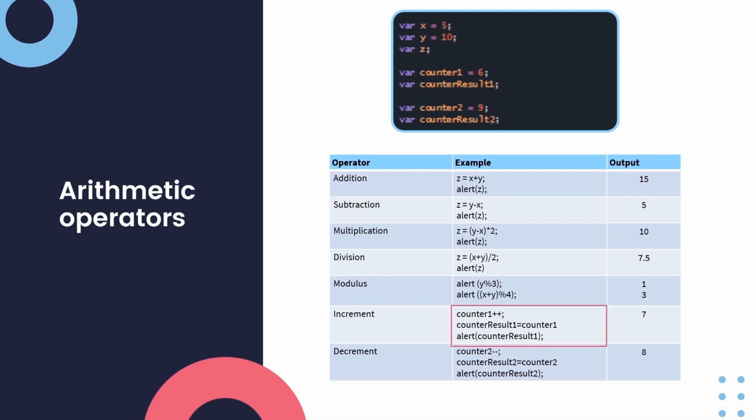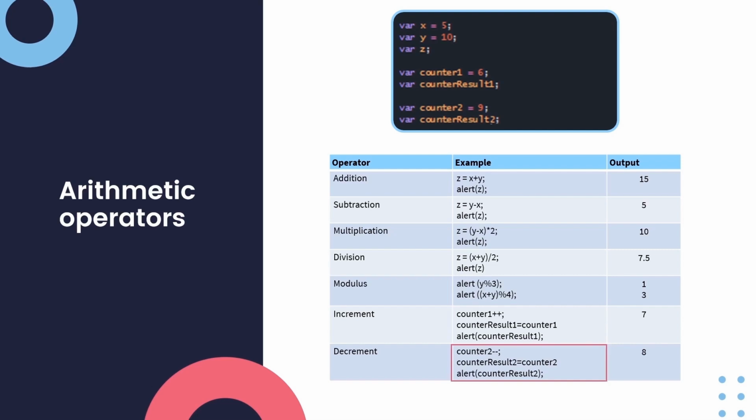Lovely stuff. Now, our last two examples, increment is pretty straightforward. We are essentially saying increment counter 1, right? And then take the counter result, which is undefined, and set that equal to the result of counter 1 after incrementing it, then alert that result, which is 7. Because if we have a look at our code, counter 1 is actually equal to 6, but once we increment it, it now is equal to 7.